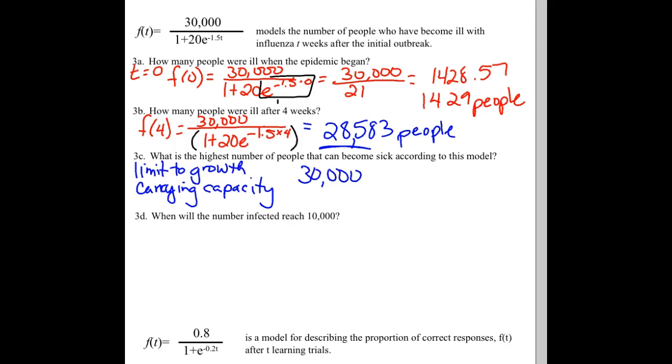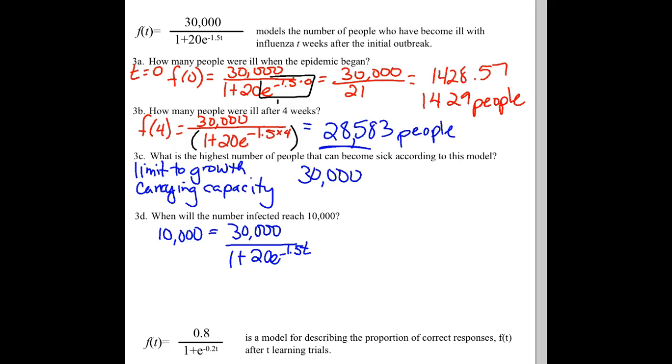It says, when will the number infected reach 10,000? Well, it took us 4 weeks to get to 28,500. So we know our answer has to be less than 4. So let's work backwards. We want our total to be 10,000. Our formula says we have 30,000 divided by 1 plus 20e to the negative 1.5t. So we're going to try to solve for t.